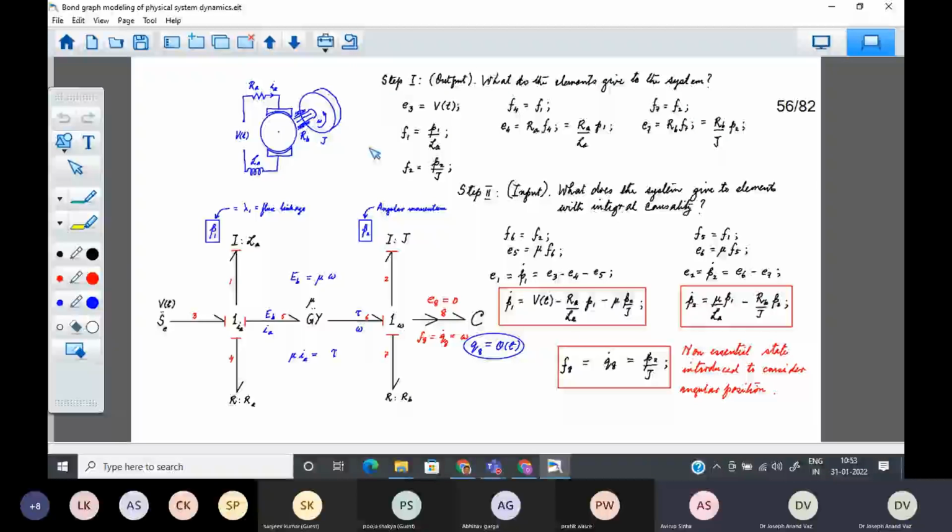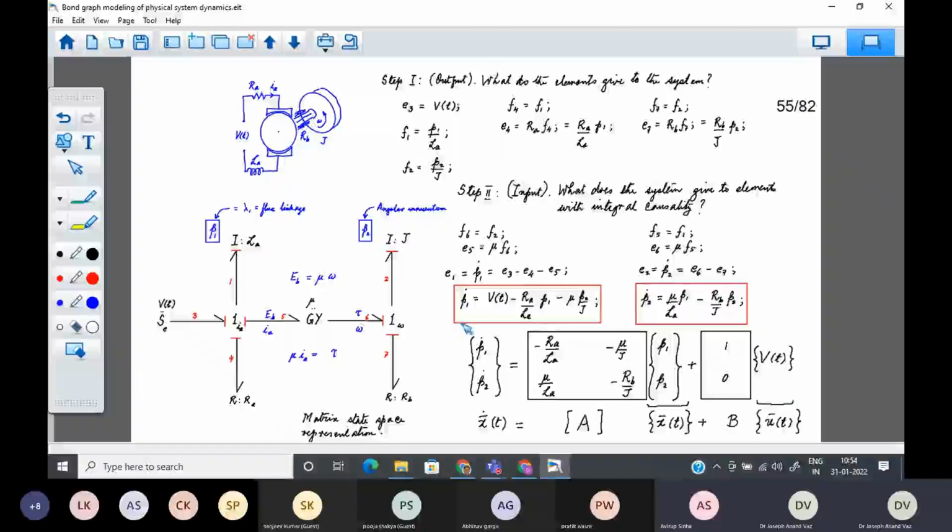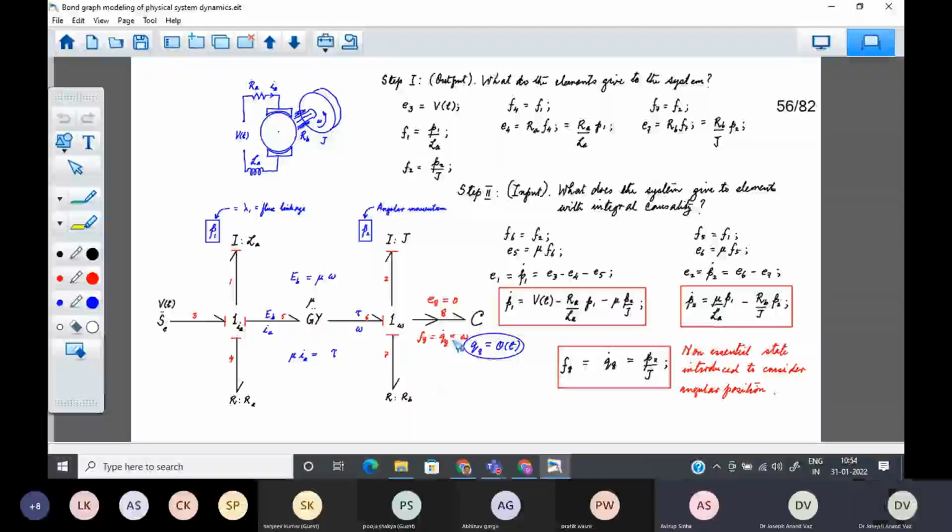Now, usually when we have a problem like this, we are interested in measuring the angular position of this shaft. The angular position of this rotor shaft is of interest to us. We would like to measure it. So how will you obtain it from this bond graph? You can see from the previous bond graph, everything else remains the same. We just added this bond and placed a C element here.